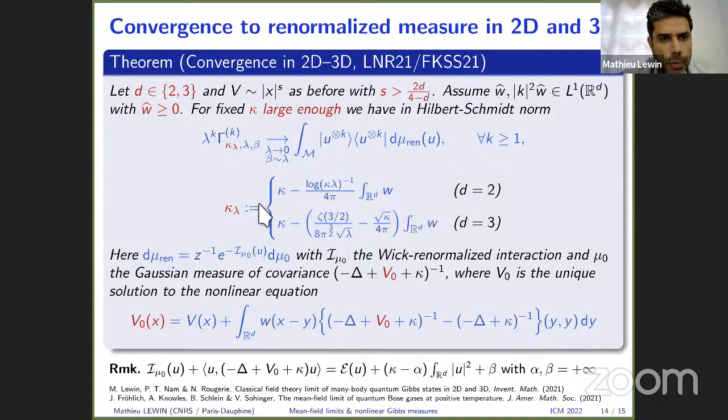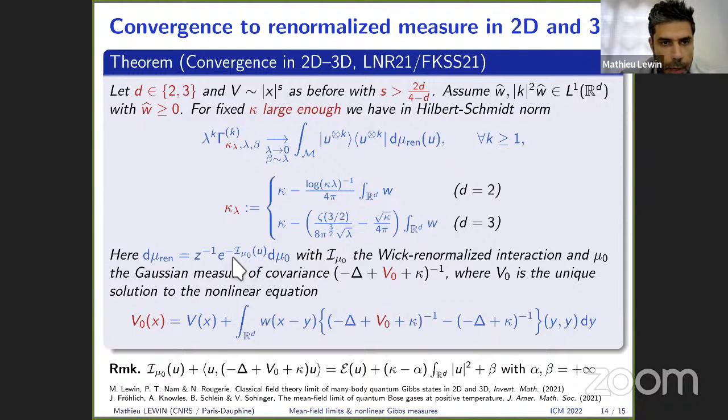However, there is a little surprise, which is that we do not get the Gibbs measure associated with the fixed kappa and the fixed V that we started with. We get a measure with a slightly modified V, which I call V0 here.